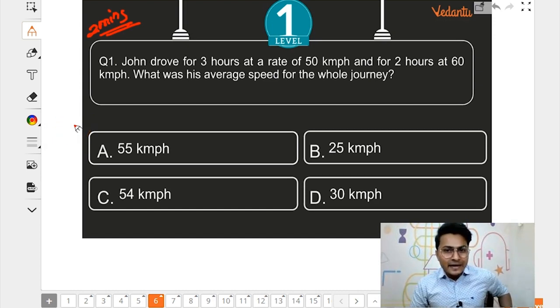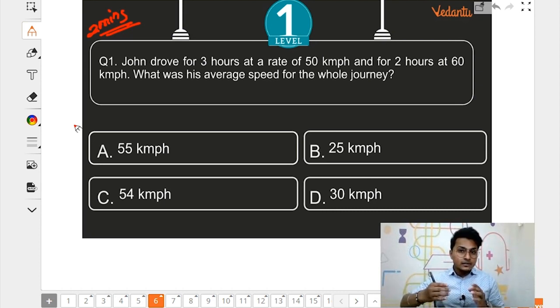John drove for 3 hours at a rate of 50 kmph and for 2 hours at 60 kmph. What was the average speed for the whole journey? So go for it and let me know what is the answer. Is it A, 55 kmph, option B, 25 kmph, option C, 54 kmph, or option D, 30 kmph? I'm waiting for your answers.